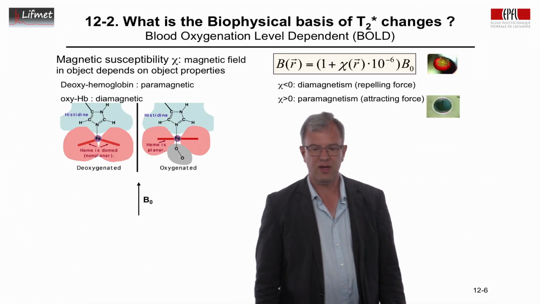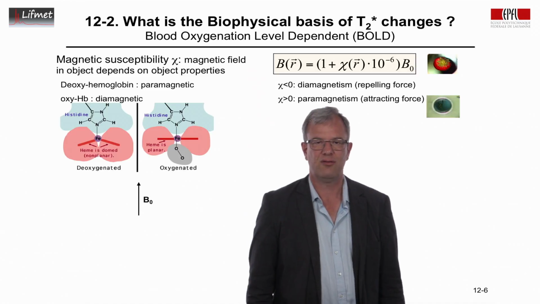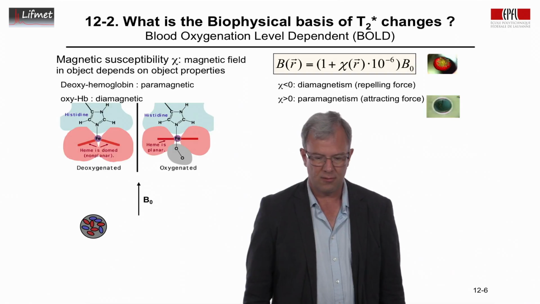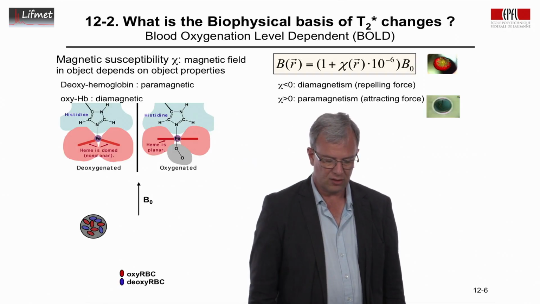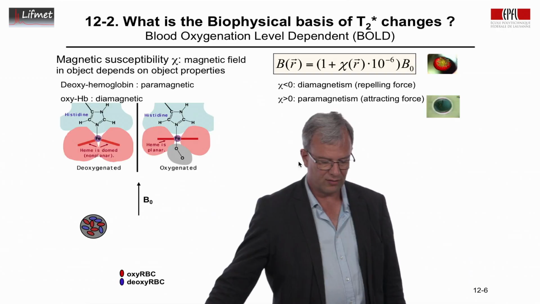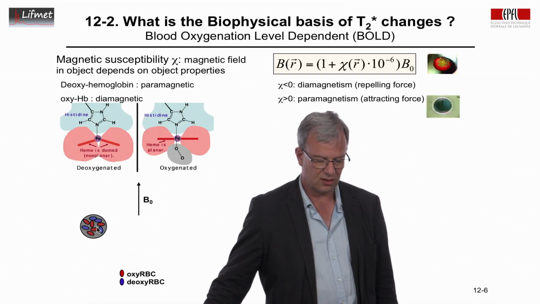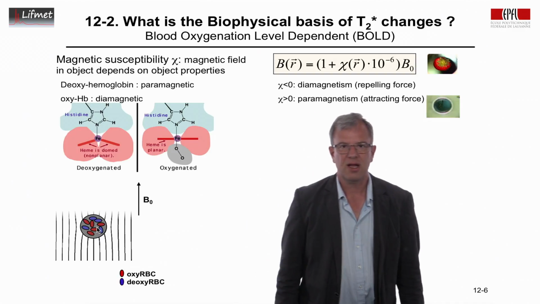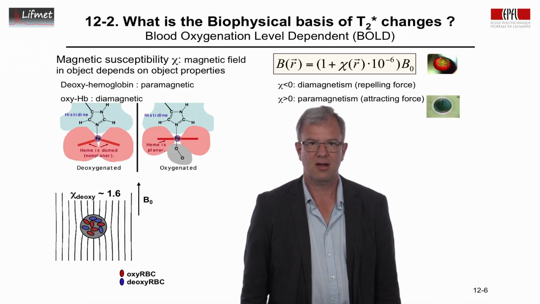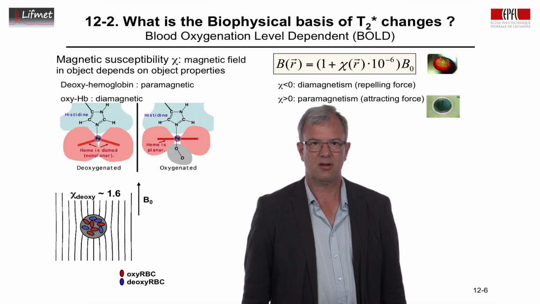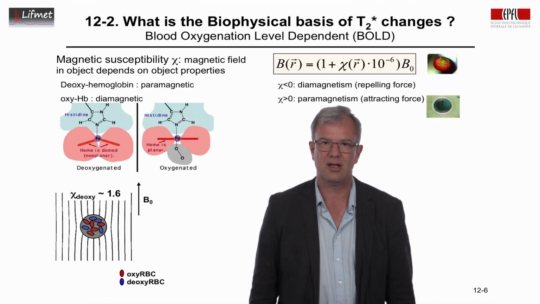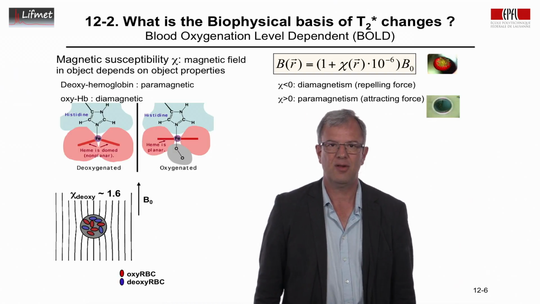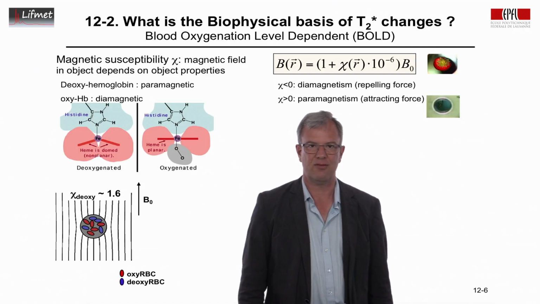So now what happens if we are looking at a blood vessel that's put into an external field B0 like this? And here we have the situation with a lot of deoxygenated red blood cells. So we have a number of red blood cells here that are deoxygenated. They are in blue. In red are the oxygenated red blood cells. The susceptibility of deoxyhemoglobin is 1.6. So what now happens is there is a distortion in the magnetic field that is generated.